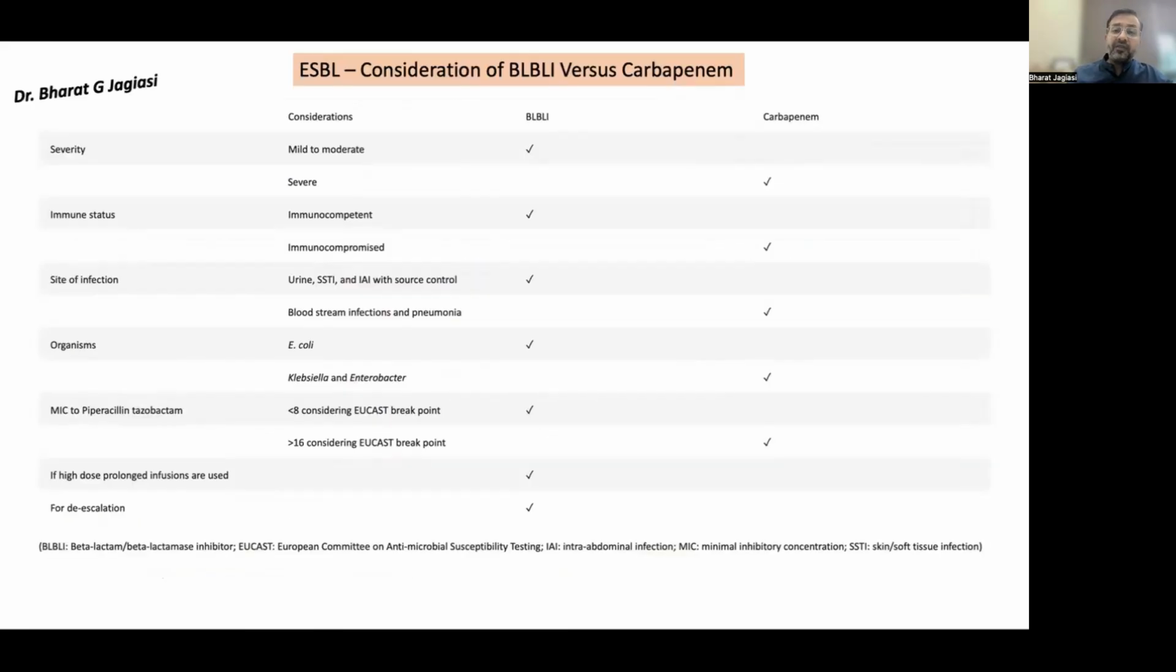So BL-BLI works in ESBL when we have a mild to moderate infection, when the patient is immunocompetent, and especially when it's a urinary tract infection, SSTI, or intra-abdominal infection where the source control is very good, and the organism is E. coli. Of course, when the MIC to the piperacillin-tazobactam is less than 8, considering the EUCAST breakpoint, we can consider using BL-BLI. But when it's a severe case, immunocompromised, bloodstream infection, it's Klebsiella or Enterobacter, and when the MIC is more than 16, considering the EUCAST breakpoint, we have to consider carbapenem in such cases.